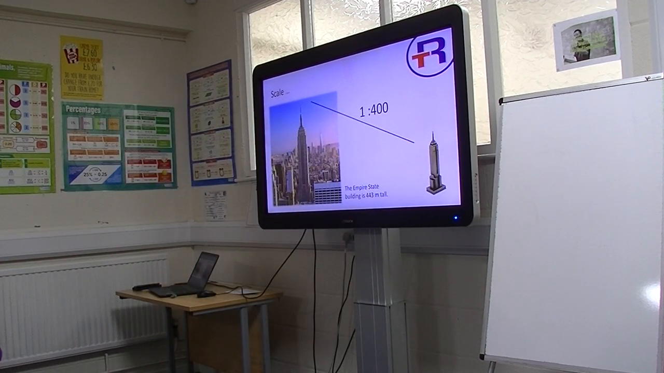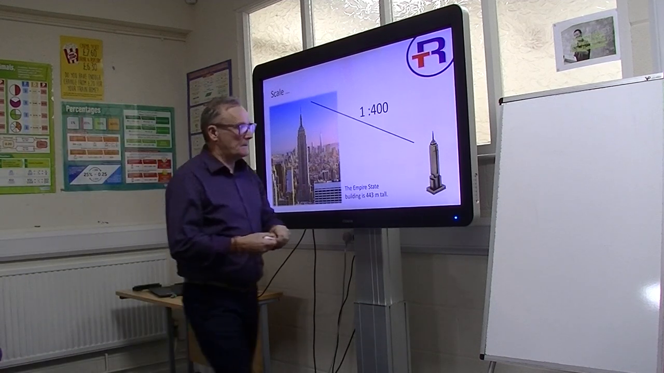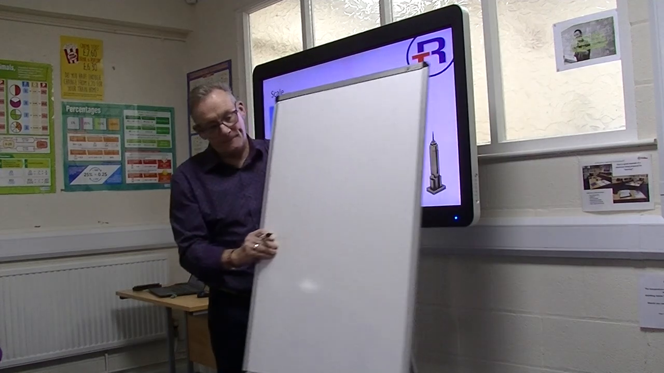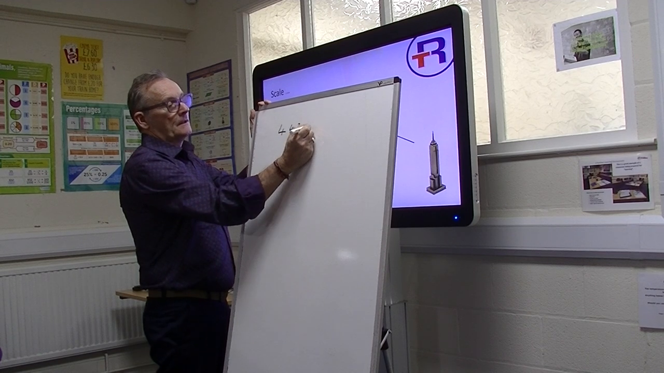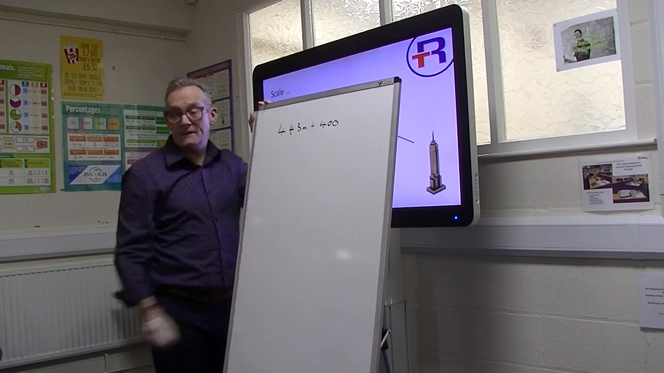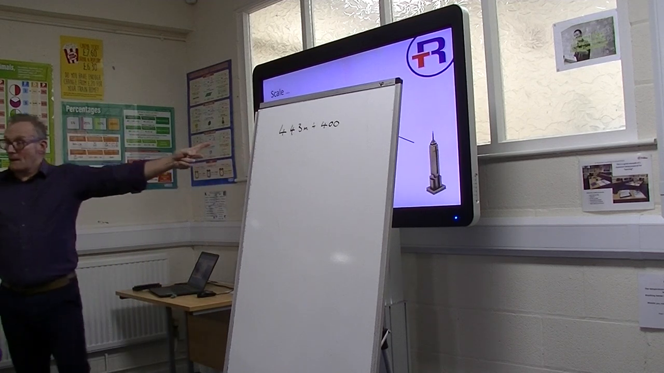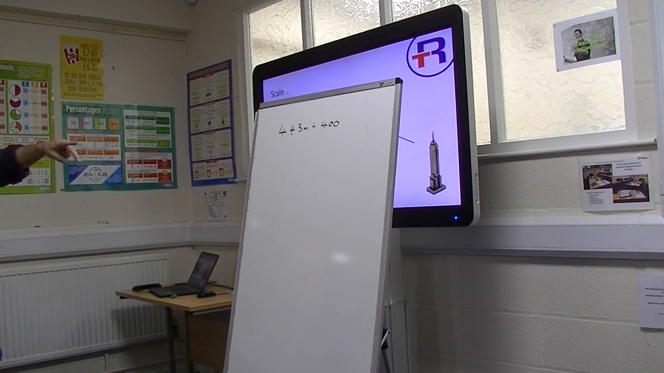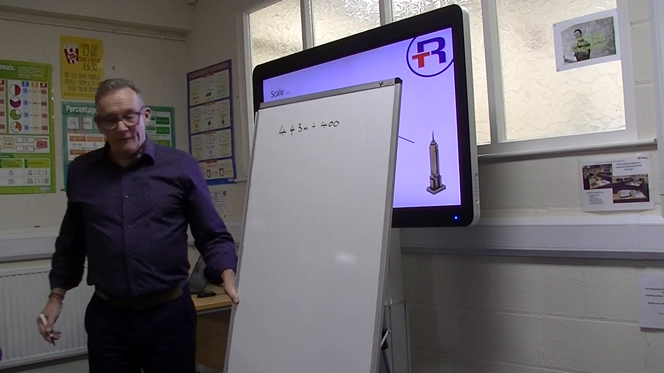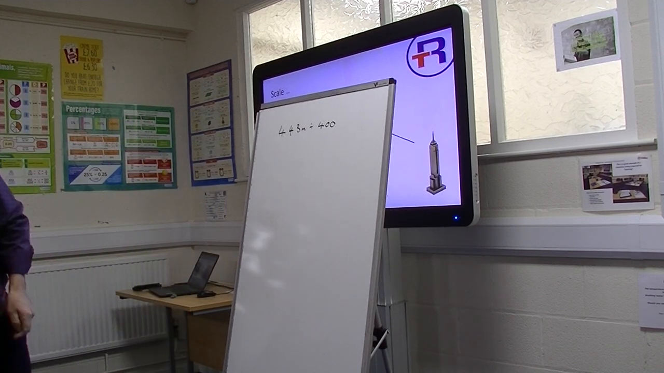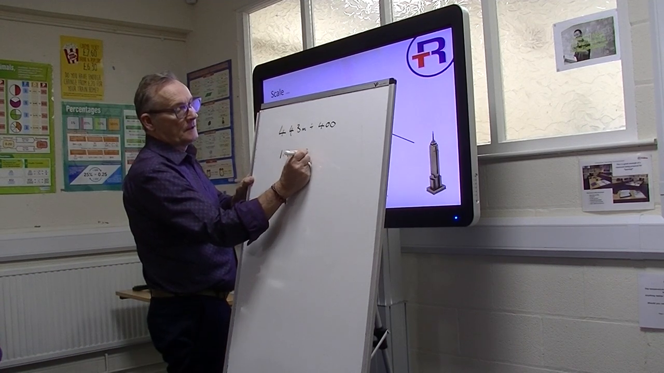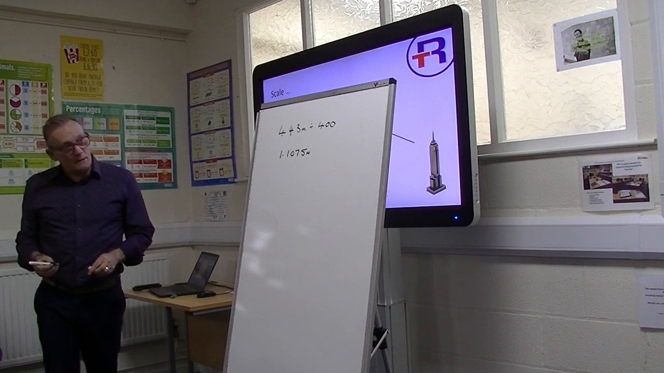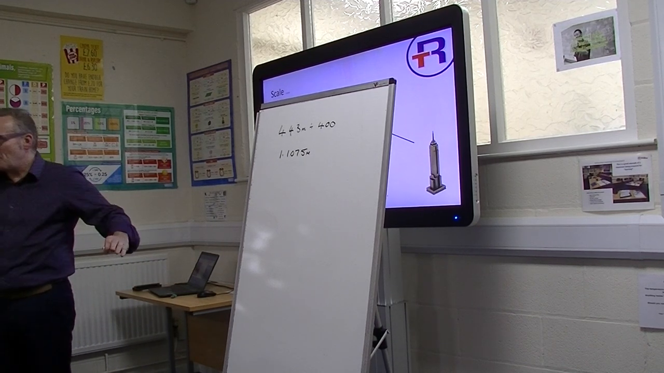So all you do with scale, in its most basic and simplest form, is take the height of the Empire State Building, which is 443 metres, and divide it by the scale, which in this case is 400. That means my model is 400 times smaller than the real thing. So 443 divided by 400 gives us 1.1075. So my scale model is going to be 1.1075 metres. It's just over a metre tall.